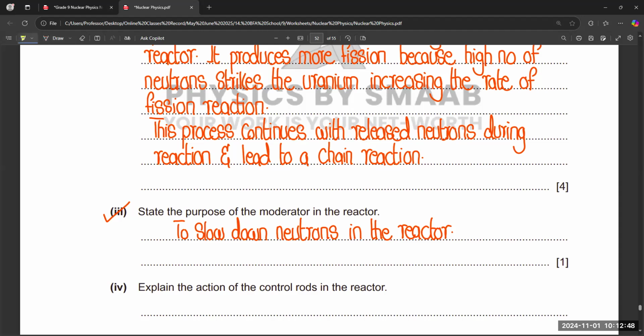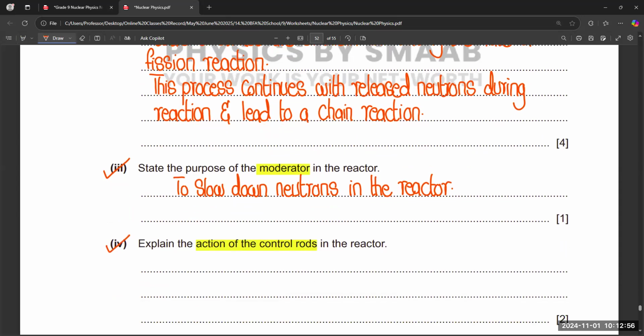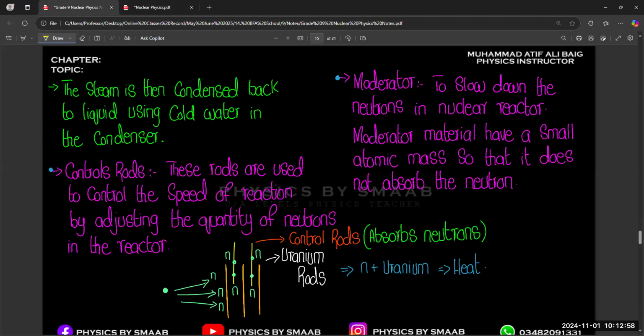And in the last part, they are asking about control rods. So again, you need to copy paste the idea of control rods. Why are we using control rods? Because control rods absorb the neutrons and it will decrease the rate of reaction, and fewer neutrons strike the uranium rod and we will get less fission reaction. Okay.